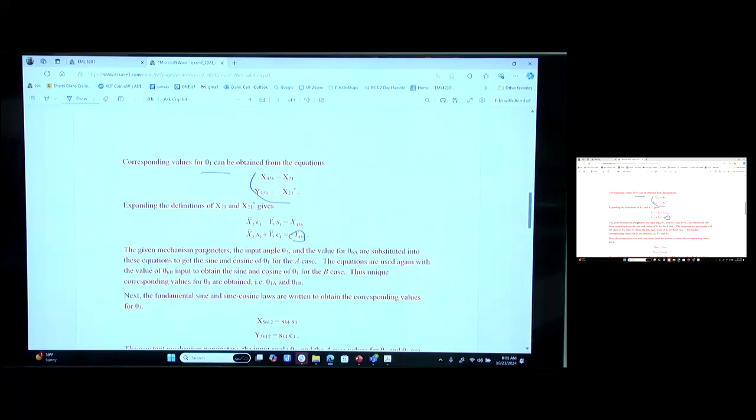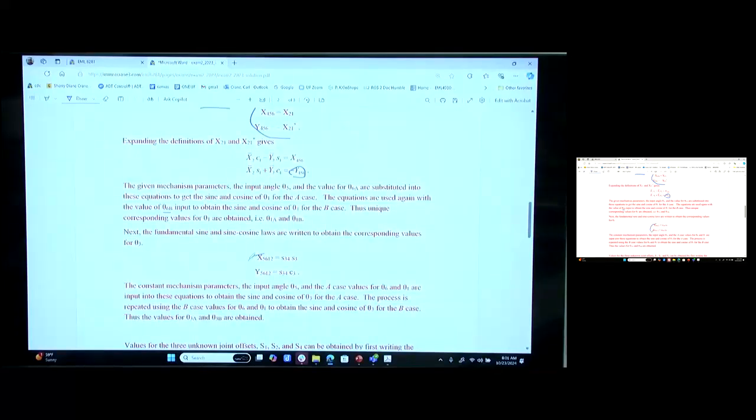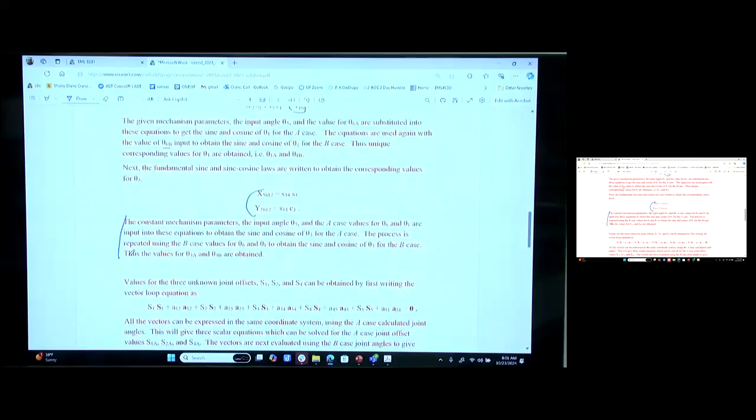And then I said the given mechanism parameters, the input angle, and the value theta 6a are substituted in these equations to get the sine and cosine of theta 1 for the A case. Equations are used again with theta 6b to get the sine and cosine for the B case. Thus, unique corresponding values are obtained, that is theta 1a, theta 1b. Then I took these equations. I probably cut and pasted that paragraph and changed the names to say how you got theta 3, they were fundamentals. Boom, boom. There's sine and cosine right there.